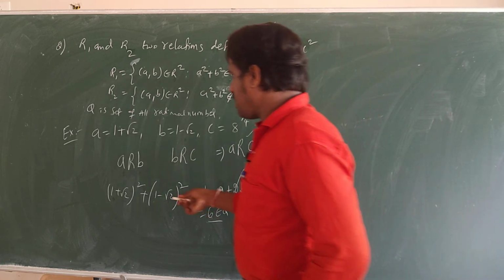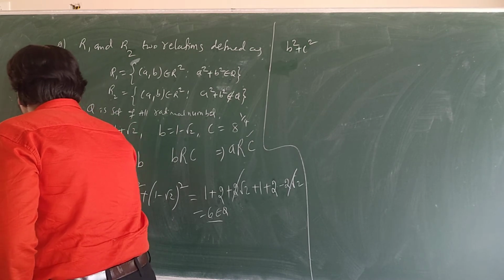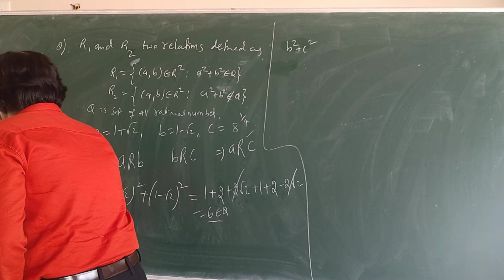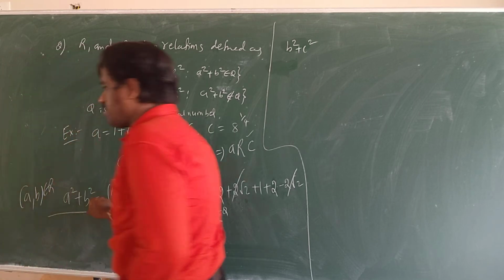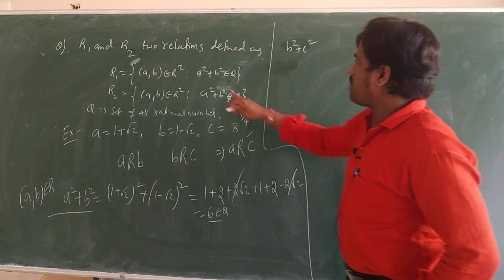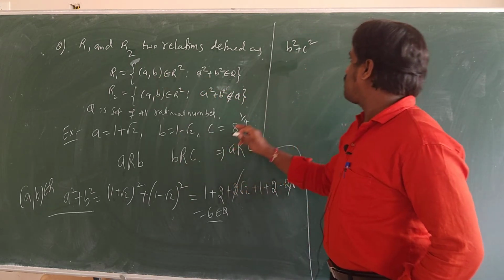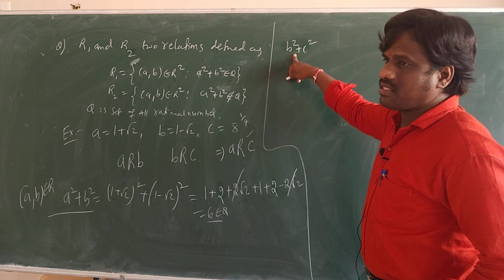Understood? What did I use here? A square plus B square. It means (A, B) is an ordered pair. Then I have to use A square plus B square, and you got a rational number. Now I am taking (A, B). Next what I have to take? (B, C). So I should get B square plus C square.